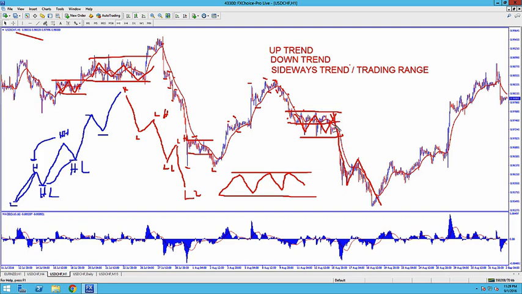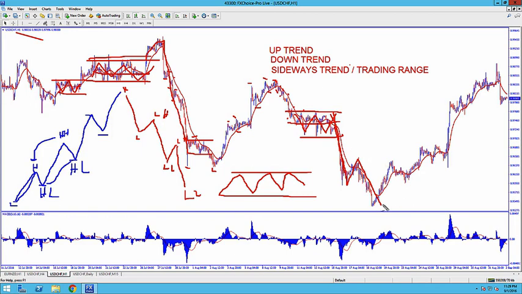Typically, a market will expand out of a range in very sharp action. For instance, right here, the market did a fake out to the upside and fell. A lot of times that happens out of a sideways range. You may get a fake out and down or just a breakout. It can go either up or down.